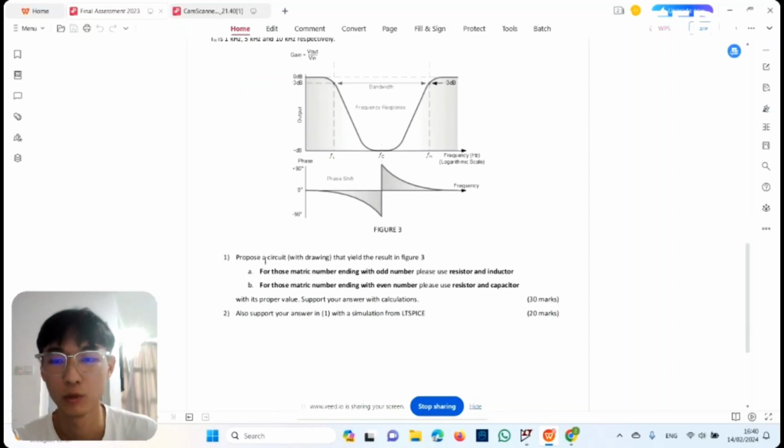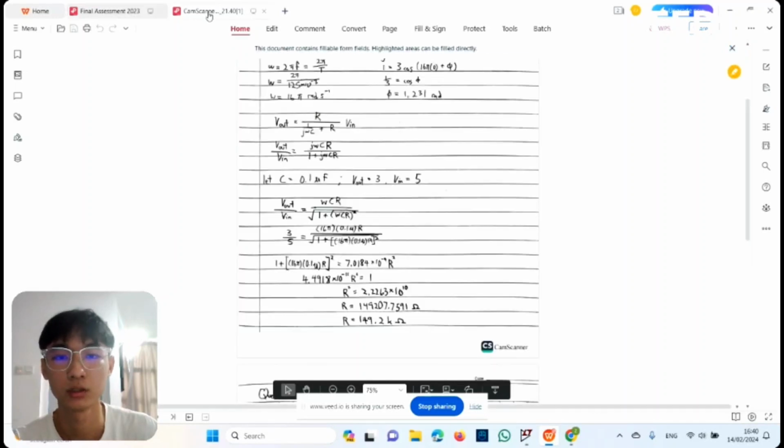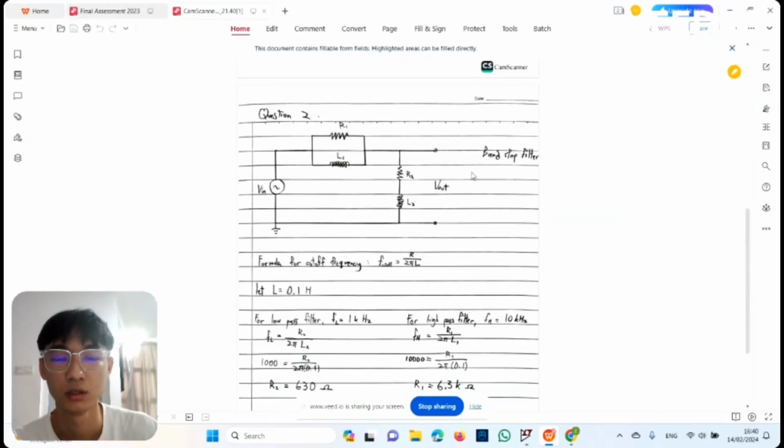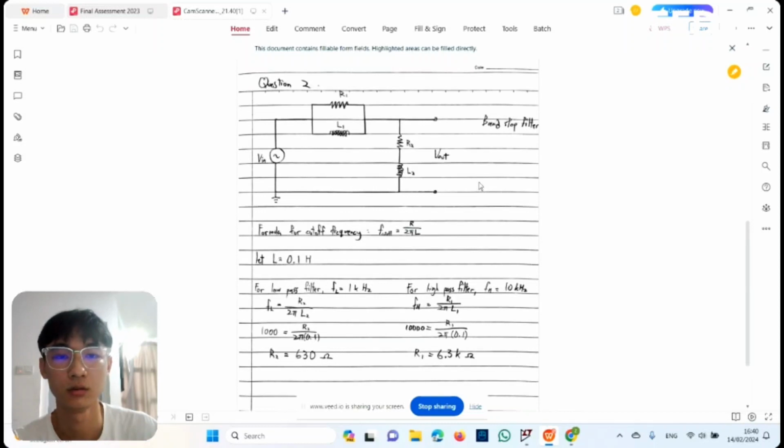For question 1A, we need to use a resistor and inductor to build a circuit. And then we look at the circuit I built. We know that the band stop filter can be found with the combination of a high pass filter and a low pass filter. For this part, the first part is the high pass filter, in which the resistor and the inductor are in parallel, and the second part, in which the resistor and the inductor are in series, is a low pass filter.